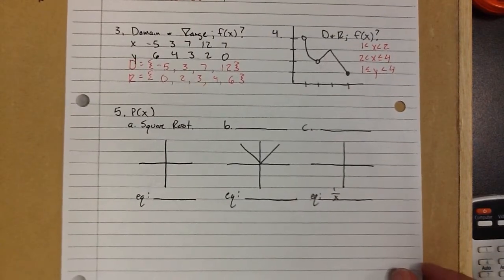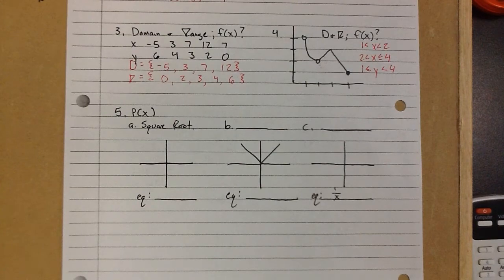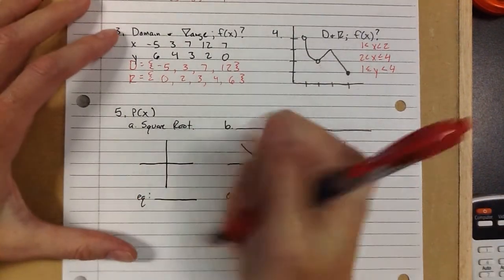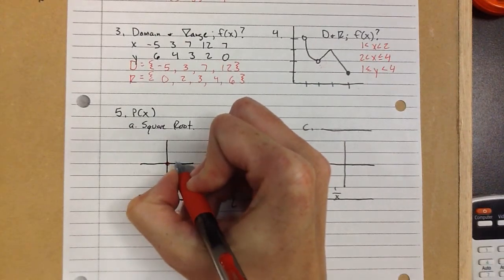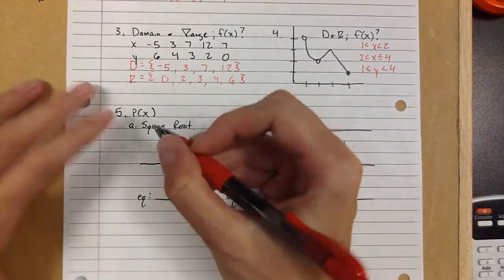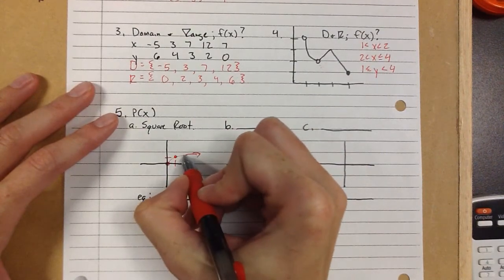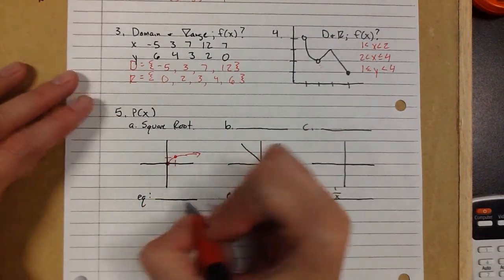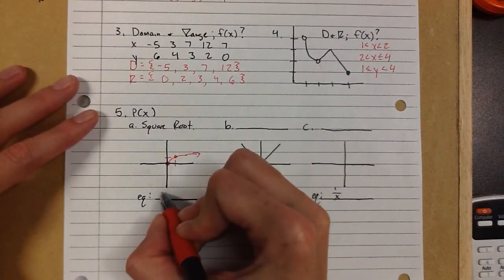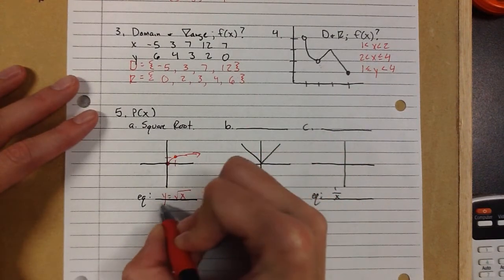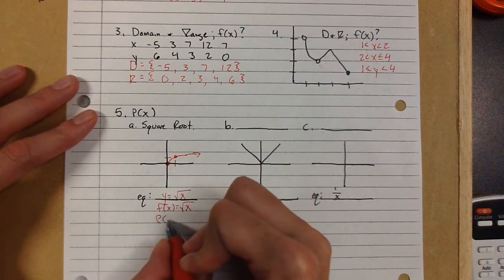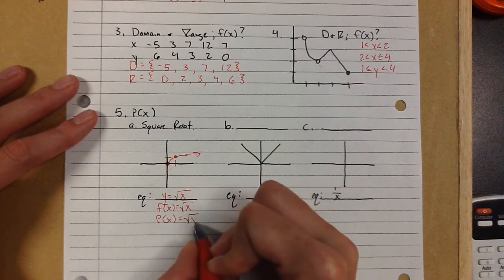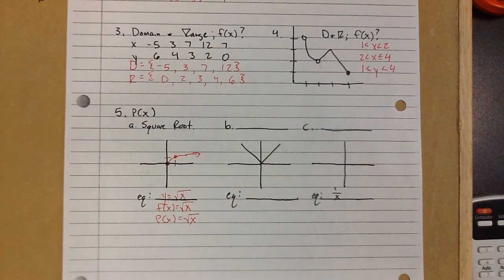Number 5. What does the square root graph look like? Like a curve. Where does it start? 0, 0. Good. Starts at 0, 0. It also goes through 1, 1. And what's the equation? y equals the square root of x, or f of x equals the square root of x, or in my world, because I make up my own notation sometimes, there's that. Any of those will work. What's b? Absolute value. Good.